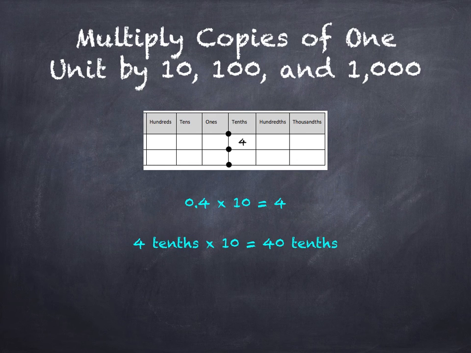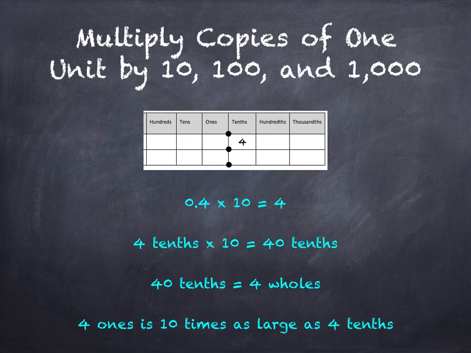4/10 times 10 equals 40/10. 40/10 is the same as 4 wholes. So 4 ones, or 4 wholes, is 10 times as large as 4/10. And we would show this like this on our place value chart. Multiply it by 10, and we would get 4 ones. Okay?